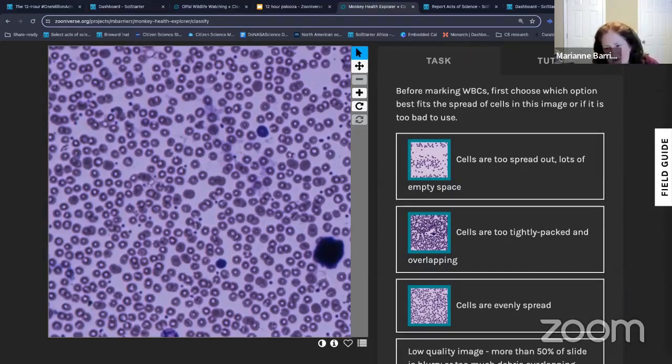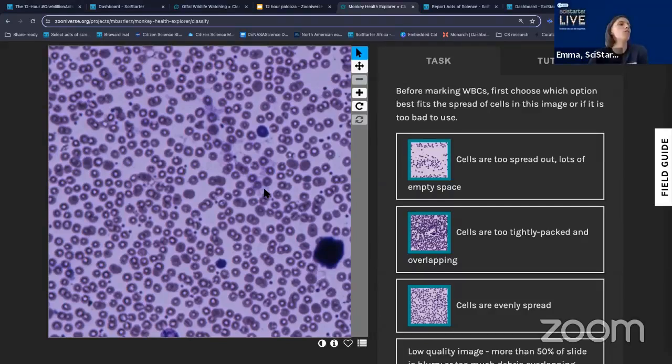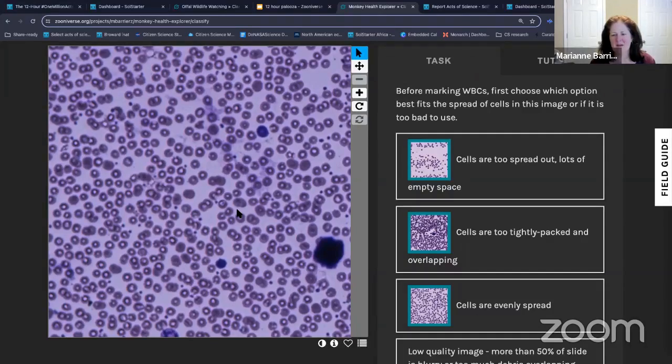Like, I think I see one. I don't know, it's kind of hard. This one isn't as obvious, but if it's all the cells, then you know it's probably the prep, a result of the prep and not a problem with the actual blood.